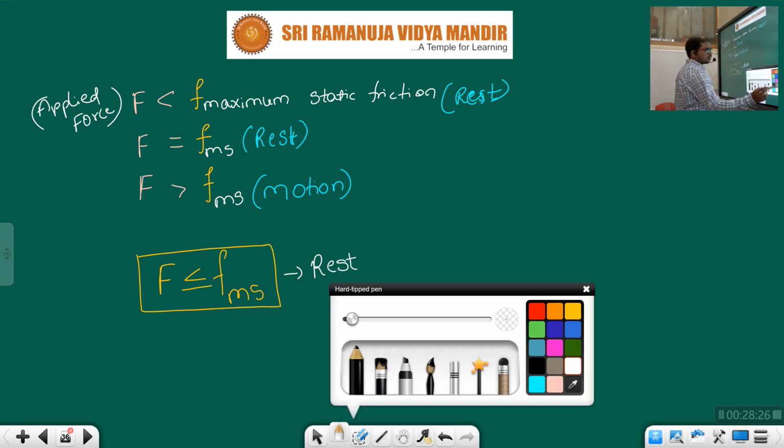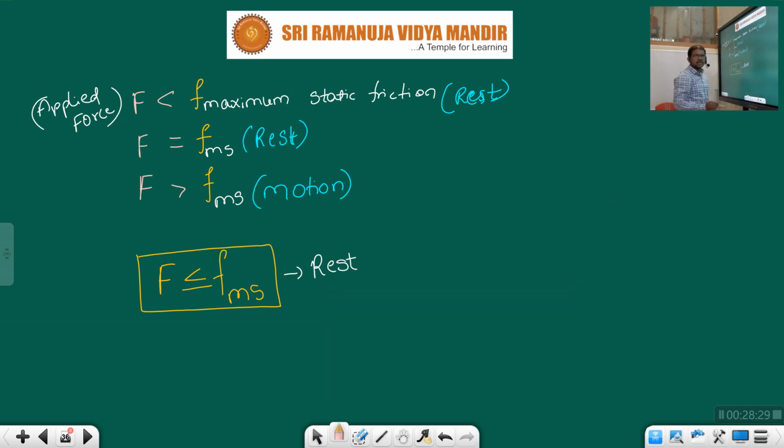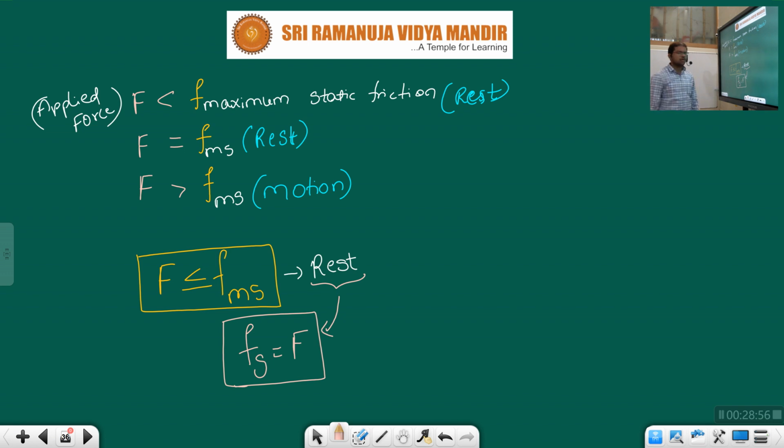Here whenever the body is in rest condition, static friction is equal to what, children? Applied force only. We need not do any special mathematical simplifications for finding that. When you recognize that the body is in rest condition, directly we can write static friction as the applied force. When the block is in rest condition, static friction is nothing but applied force.